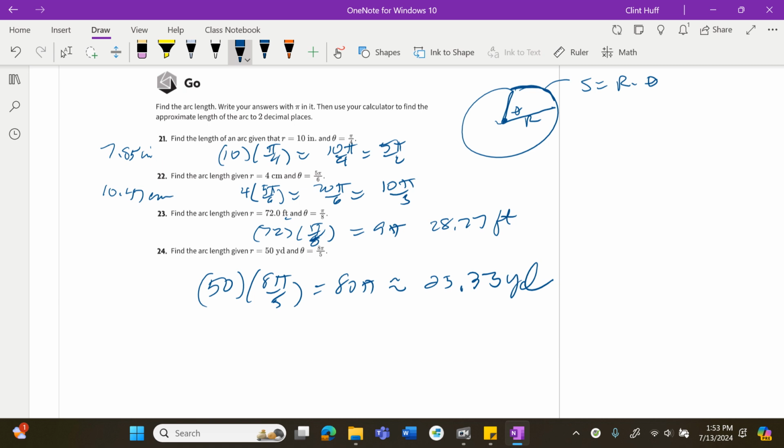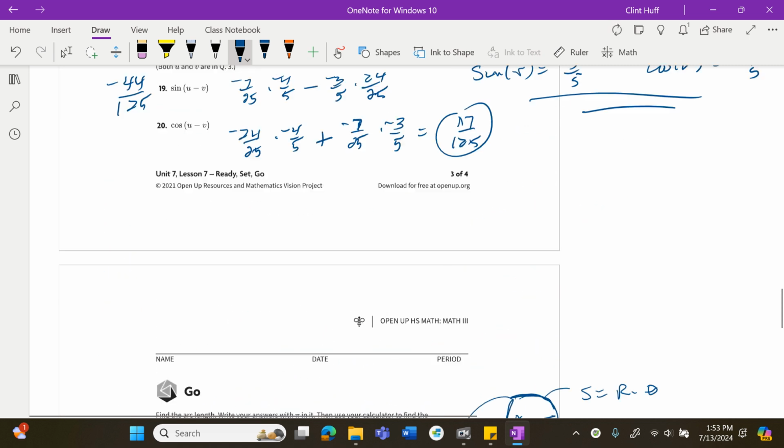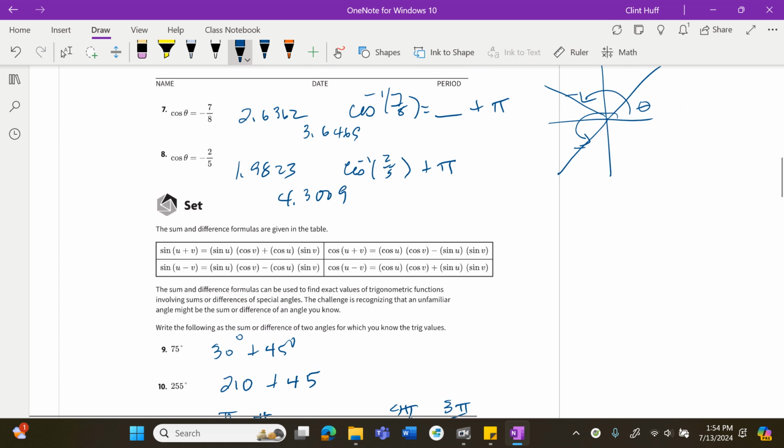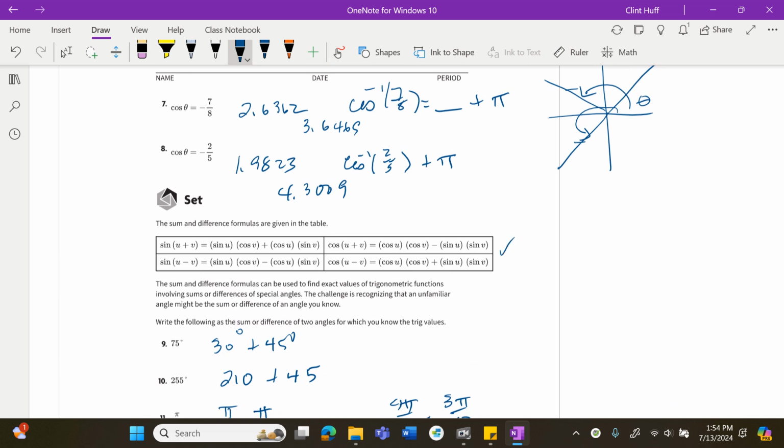So the formula s equals r theta. One last thing before I leave here. These formulas, my memory aid for these is that if it's a sine sum or a sine difference, notice that the sign here agrees. If it's sine of u plus v, in the formula to the right it's a plus, and the same thing with minus.